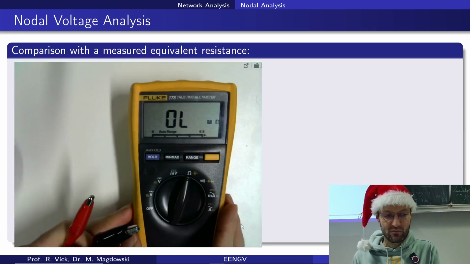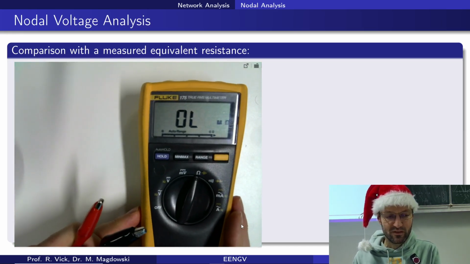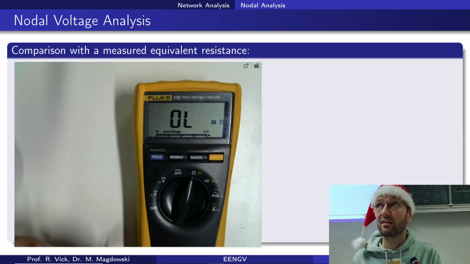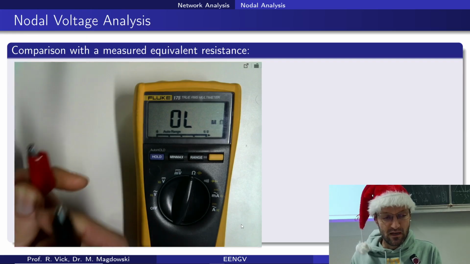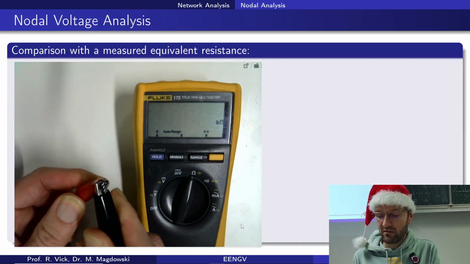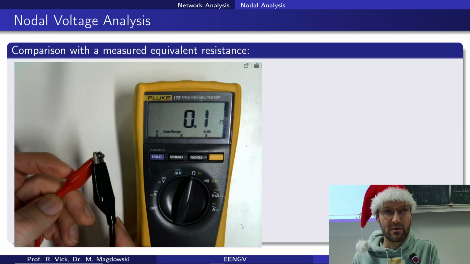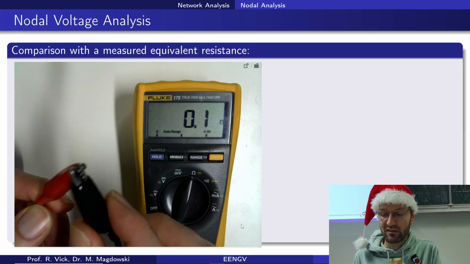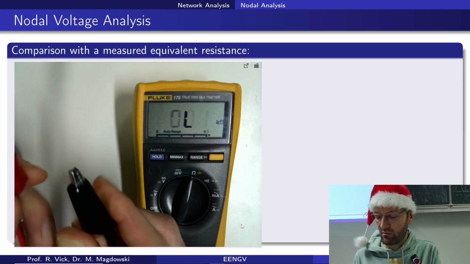And as you can see, this is always the problem. You always get some nasty reflection from the lights at the ceiling. But it's showing overload at the moment because nothing is connected. If I connect the two wires together, then I measure 0.1 ohm because this would be, let's say, the resistance of this connection and of these measuring cables.